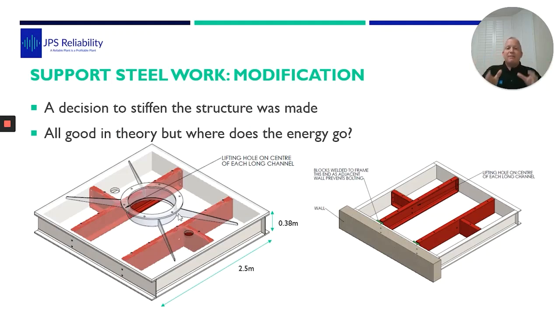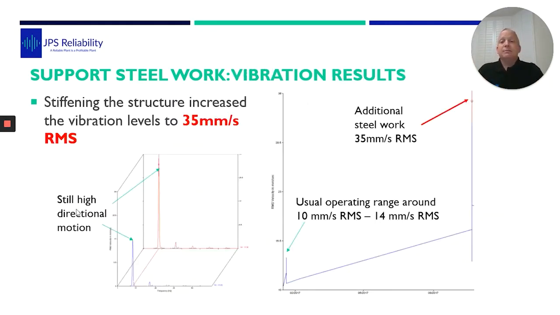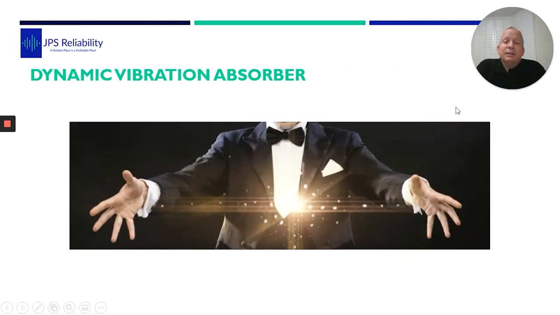We said everything in the world will move at a certain frequency. But anyway, the customer decided to go for this, and they put all this huge steelwork in, a grey coal scaffold up underneath, and this is what happened. Still high directional vibration, but now 35 millimeters per second. So we have the usual range, and it shot up here, and now the range was huge. It would go up to 35 millimeters per second.